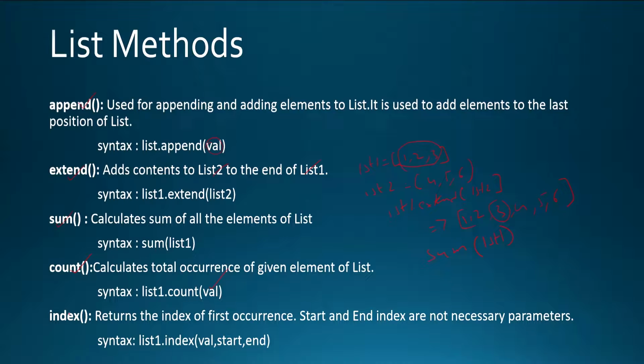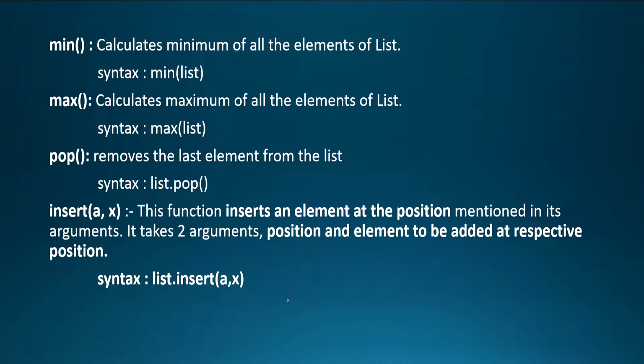Index. It will return the first occurrence of the value we specified within index. And start and end are optional. If we want, we can declare them; if not, they are not required. Min. This is used to get the minimum value within a list, and this is the corresponding syntax. And max. To get the maximum value of a list, we can use the max function. Pop. To remove the last element, we can use pop.